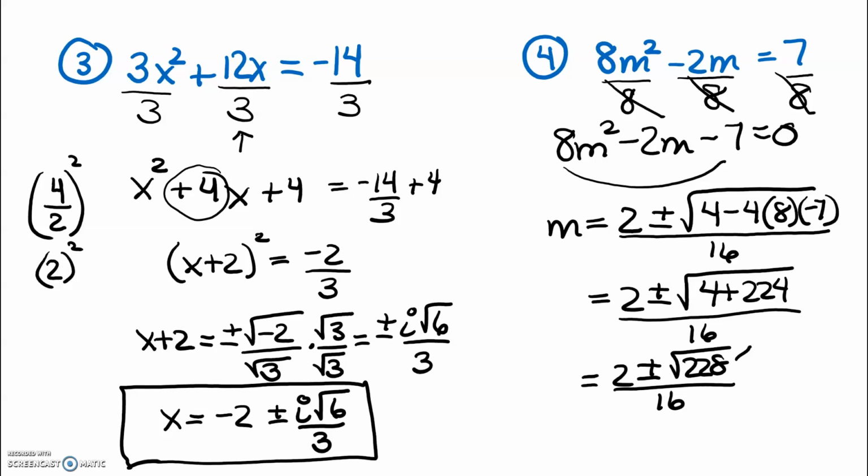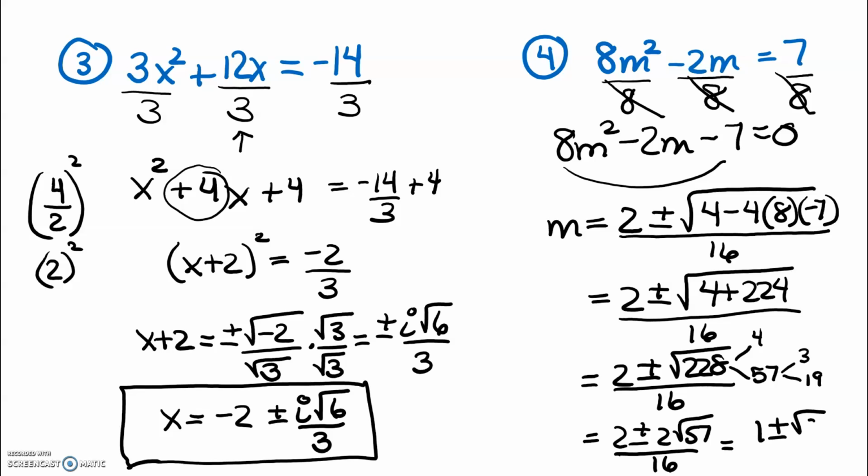Well, this is definitely divisible by 4. Let's see, that goes in 57 times. I know that this is divisible by 3, and that goes in 19 times. All right, so when I reduce that, I get 2 plus or minus 2 radical 57 over 16. And all of these numbers, 2, 2, and 16, have a common factor of 2. So I'll get 1 plus or minus the square root of 57 over 8 as my 2 answers.